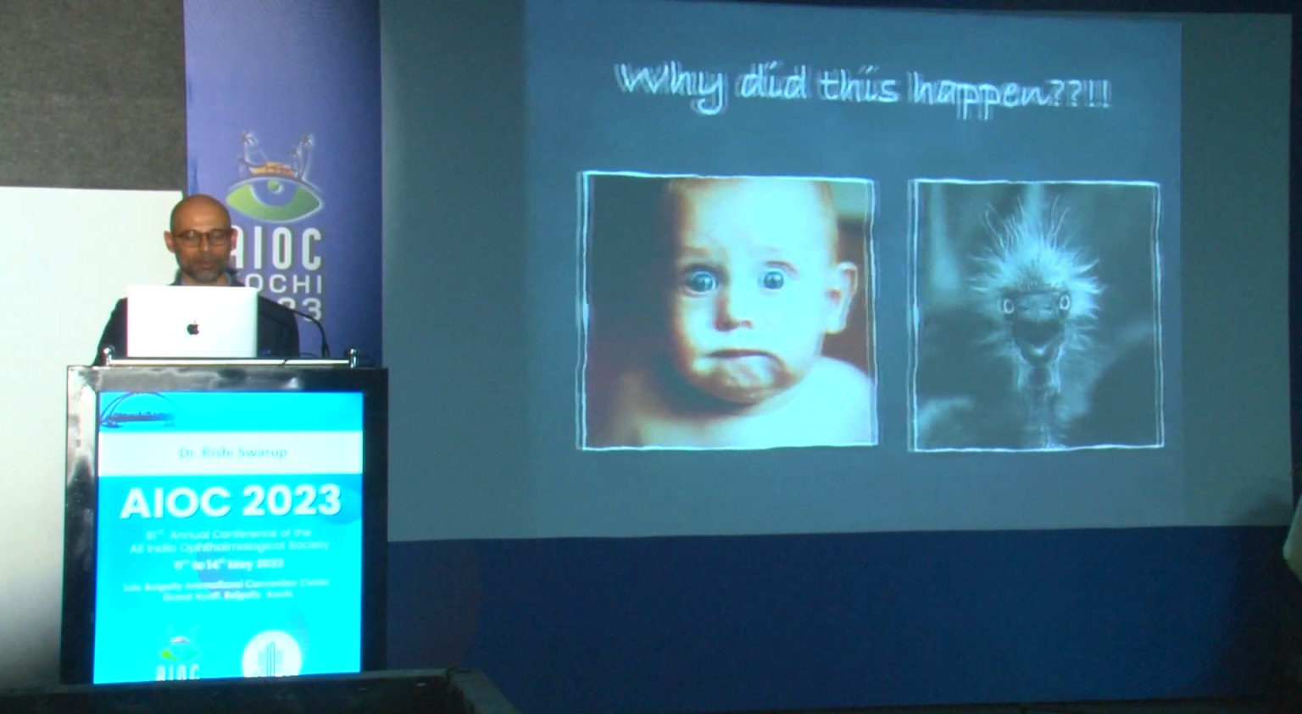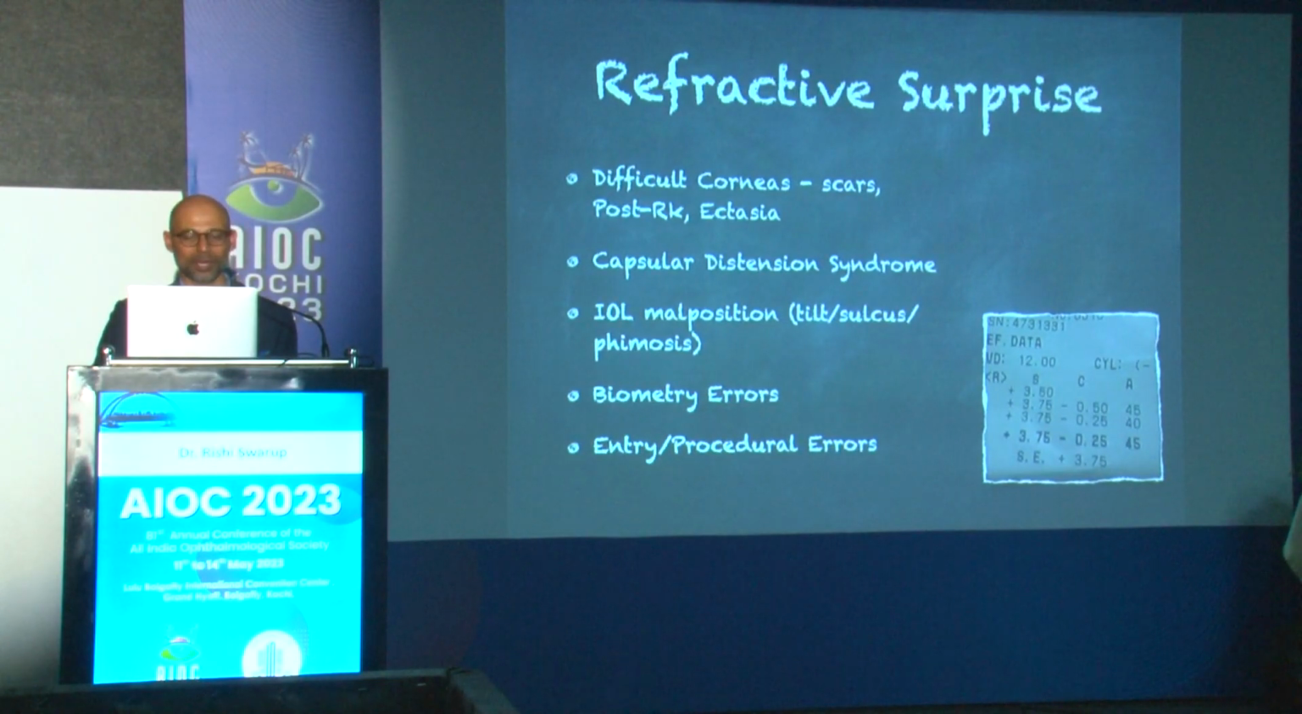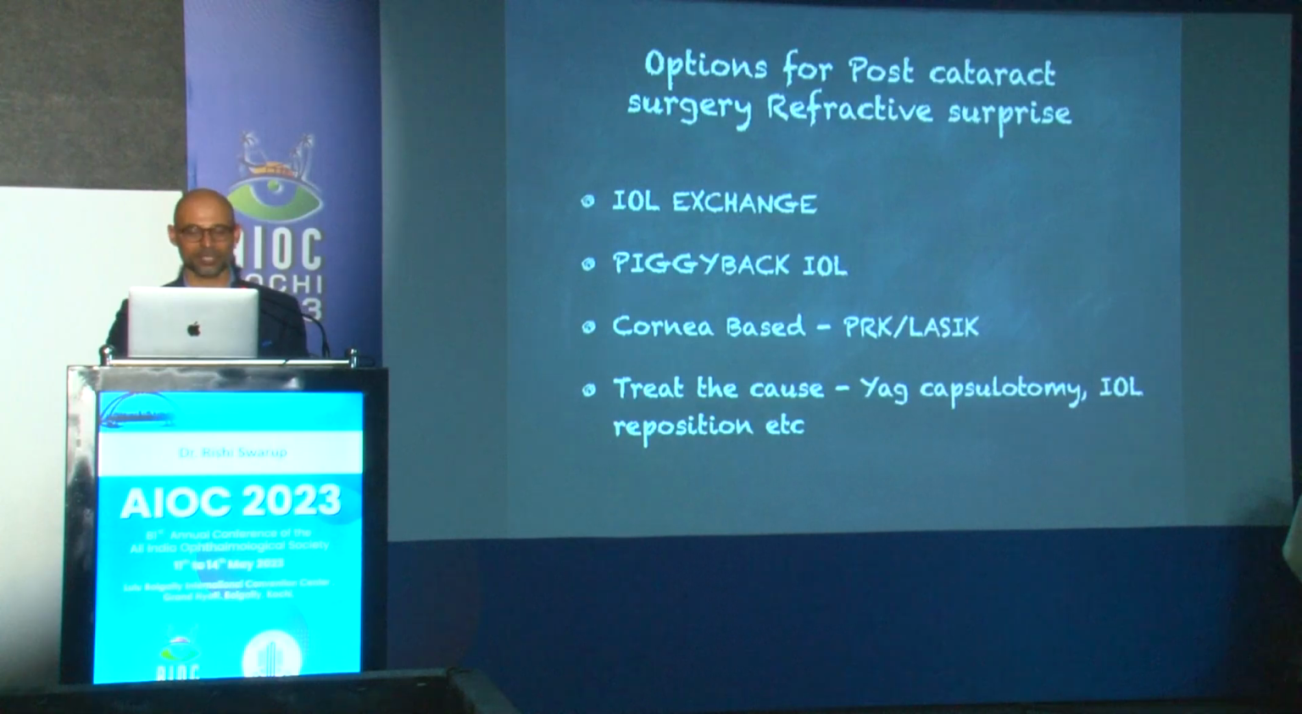So it's important to do some basic tests, go back and check your IOL calculation, see if there have been some entry errors, or if you used the wrong mode or something else has gone wrong. Usually, check whether the lens is in place, whether it's tilted, is there phimosis which has moved the effective lens position, whether there's a capsular distension syndrome, is there viscoelastic behind the lens, etc., and some difficult cases where you do expect surprises like scars, post-refractive, ectatic corneas, etc. Now, once you are in this situation where you have a refractive surprise, what are you going to do?